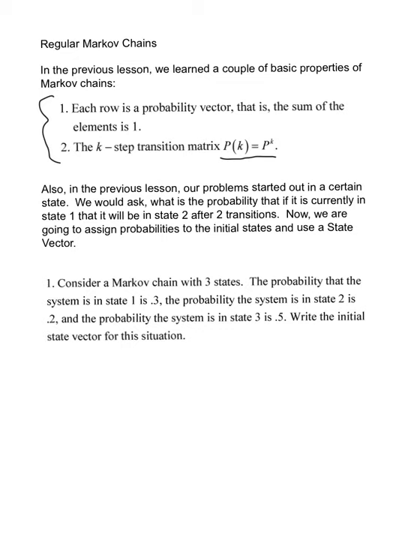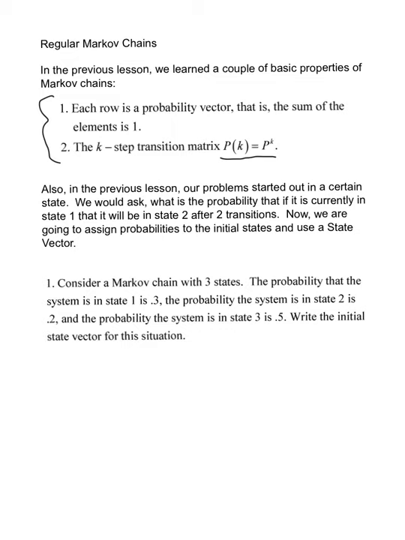So just thinking about going from state to state, we started out basically telling you what state it's currently in. Now we want to look at what are called initial state vectors, which essentially give us a chance of it starting in a certain state, and then we use that along with the transition matrix to find the probability of it ending in a certain state.